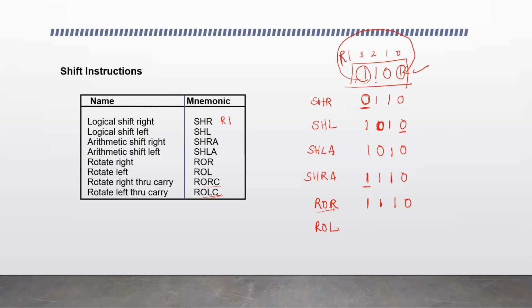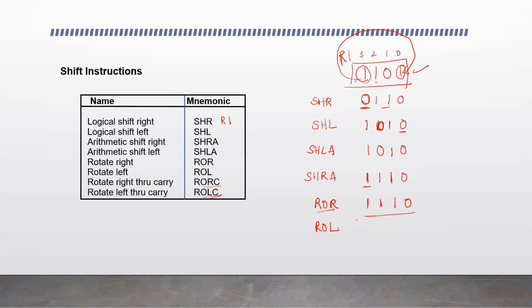So the result of the rotate right operation on this number is 1110. All the bits are there in the result: there are 3 ones and 1 zero. Whereas after logical shift right, we have 2 ones and 2 zeros. It is changed.